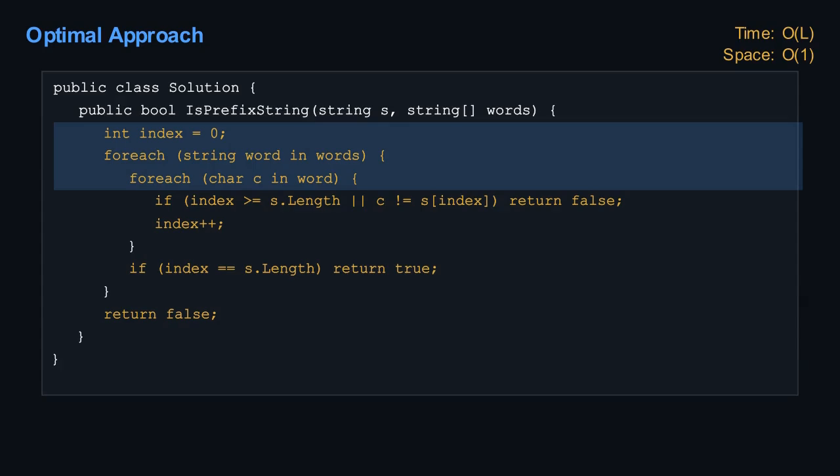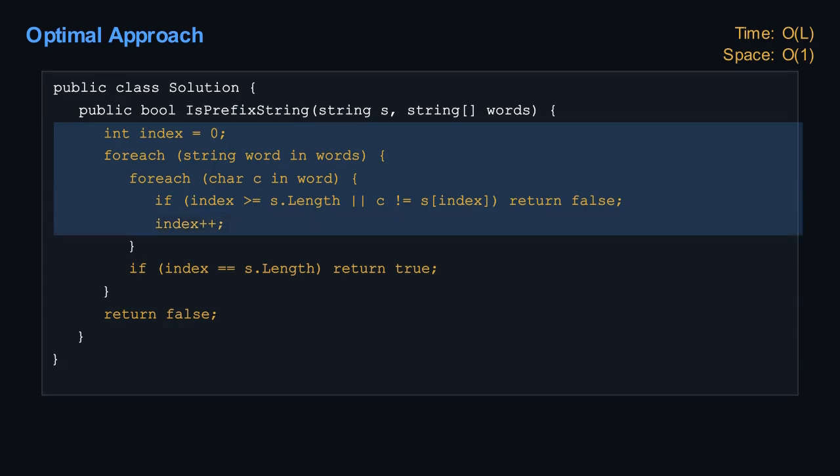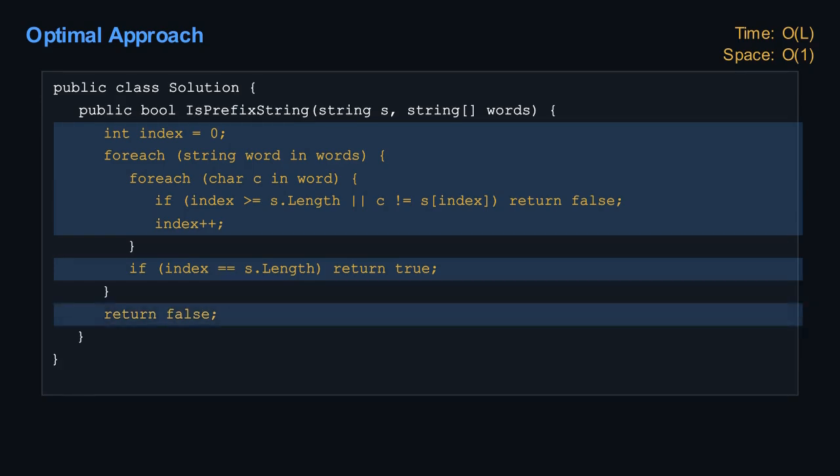If at any point S-index goes out of bounds for s, or if the characters don't match, we immediately know s cannot be formed, so we return false. If the characters match, we increment S-index. After processing an entire word, we check if S-index has reached the end of s. If it has, it means we've successfully matched all of s, so we return true. If we finish iterating through all words and haven't found a match, then s isn't a prefix and we return false.